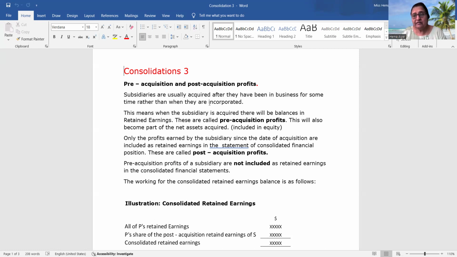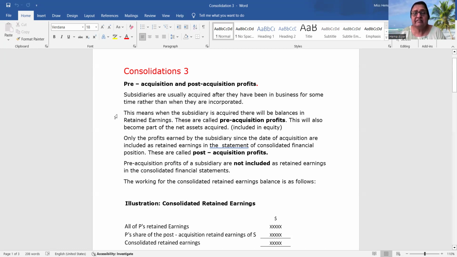So after 3-4 years, if you are purchasing a company, then there will be profits, retained earnings. At the time when P Limited is purchasing S Limited, whatever retained earnings remain are called pre-acquisition profits. After it is acquired, up to the reporting date, whatever retained earnings are generated, whatever profits the subsidiary earns, are called post-acquisition profits.